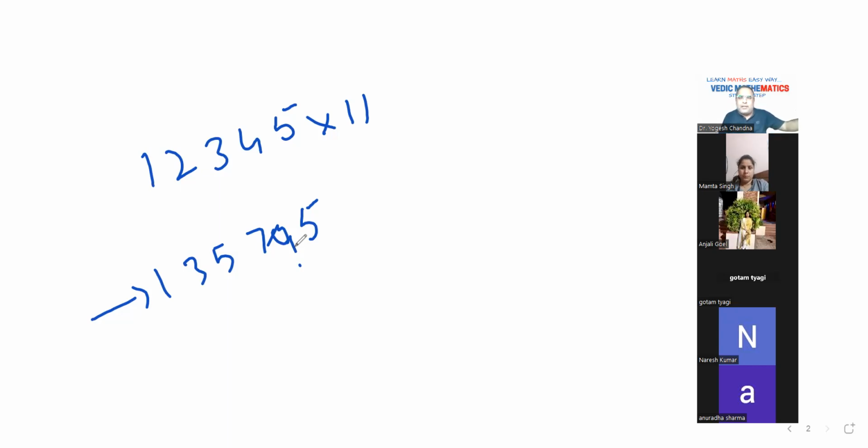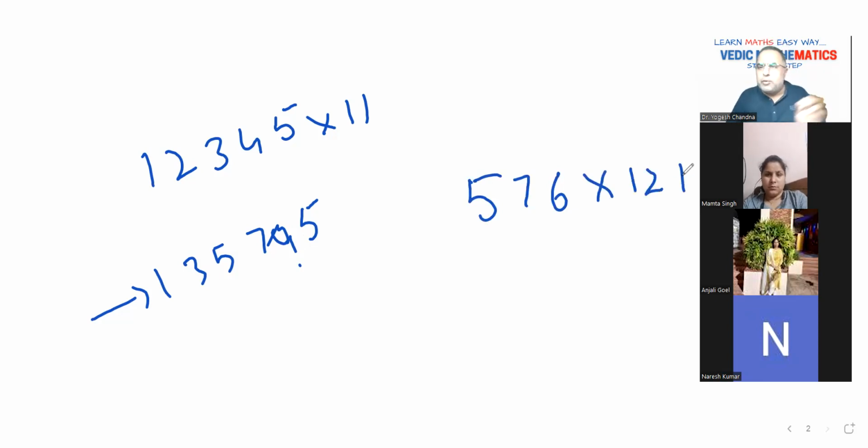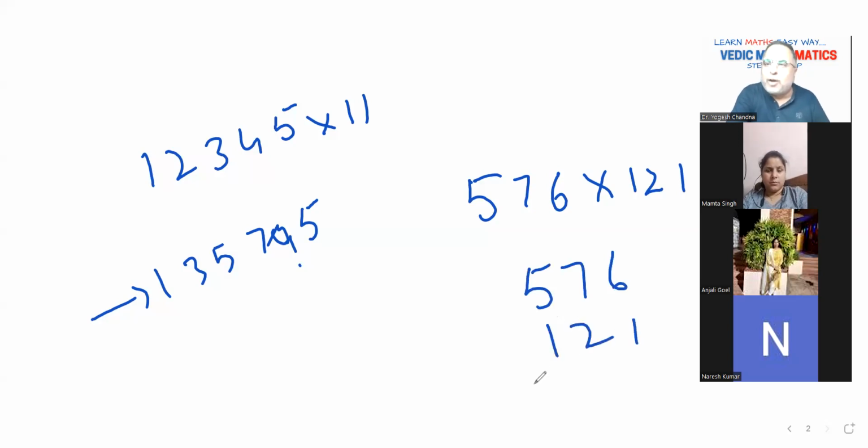You have to accept, if it is number 11, you have to follow something different. If it is 9, you have to follow this thing. If 7, another. If 2, another. So that becomes a habit. A very simple question, I'll show you how it becomes a habit. 576 into 121. How will you solve this? What would be the first step? Yes, ma'am. We'll write down 576 and below that we'll write down 121 and we'll start multiplying, correct? Or any other way.